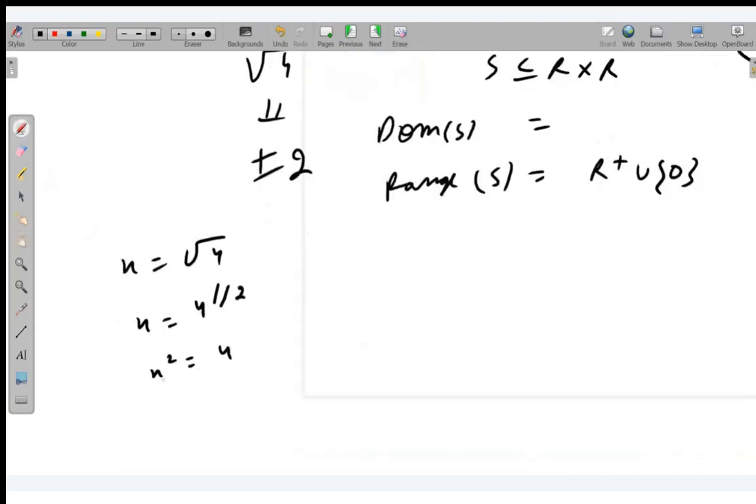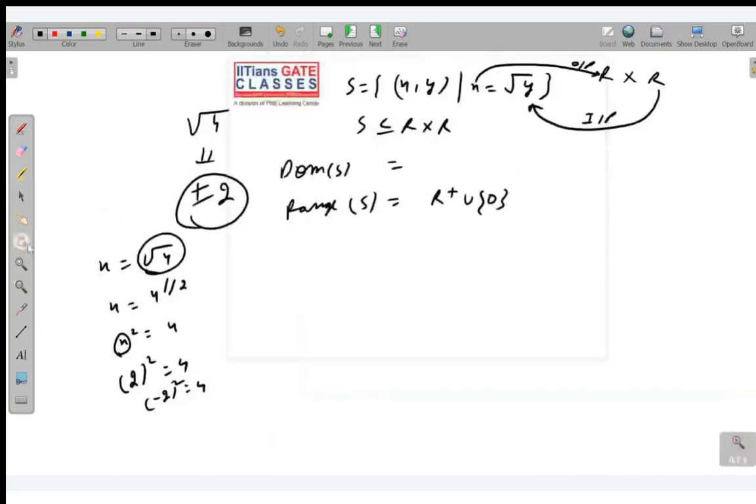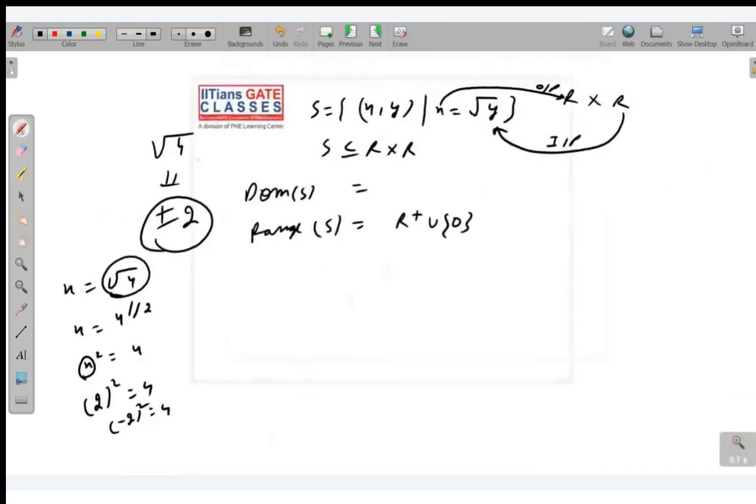Now I can take x to be 2 also. 2 square is also 4 and -2 square is also 4. So that's why I have to write plus or minus 2. Root 4 is plus or minus 2. So obviously I will get positive also, negative also, everything will be there. So entire real numbers, all the real numbers I will get. That is for sure. Yes, sir.